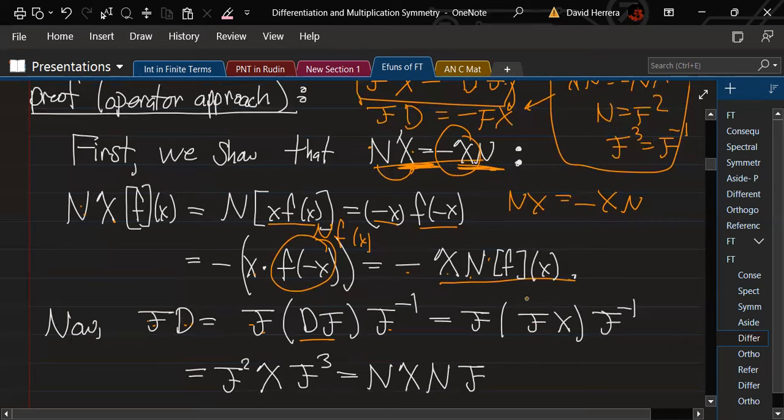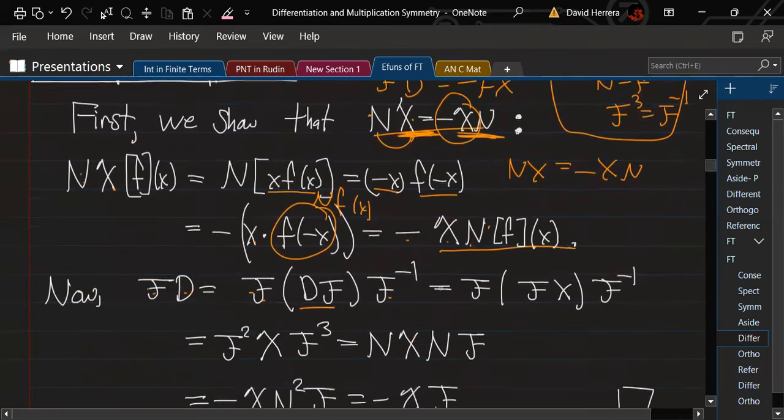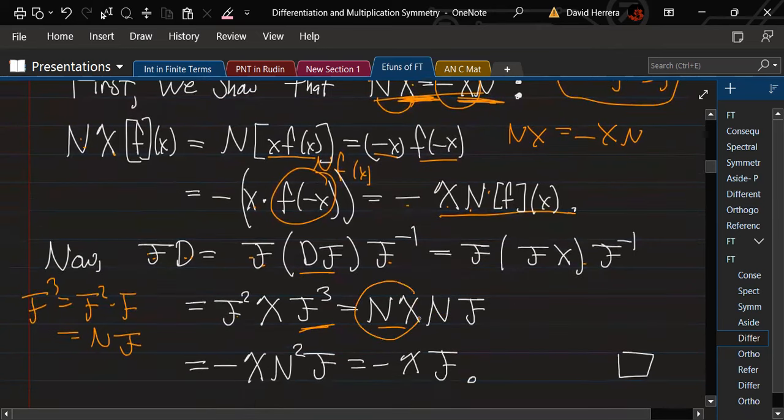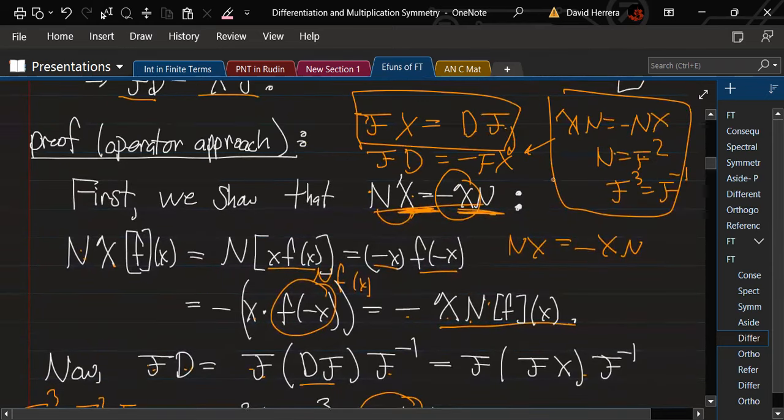Now what we're going to do is combine these. N is F squared. So that's F squared x. F inverse is F cubed. Now we're going to use the fact that F squared is N. F cubed is F squared times F. F squared is N, so it's NF. So NF here. Now we know that this thing, I can move the N over, but I get a negative sign. So negative x N squared. N squared is the identity. Oh, that's the other identity. I need N squared is the identity.